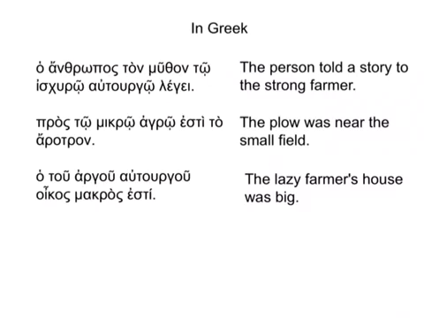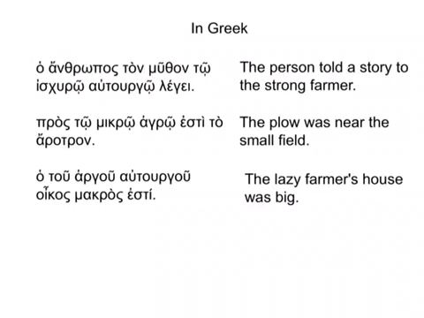Let's look at a few more examples in Greek. In our first sentence, ho anthropos ton muthon toi ischyroi autourgoi lege, the person told a story to the strong farmer, we have this word ischyroi, which is modifying autourgoi, farmer. Ischyroi means strong. And you'll notice that we have to have an ending, this omega with an iota subscript ending, that agrees with autourgoi. Autourgoi is dative, singular, and masculine, so ischyroi must be too.